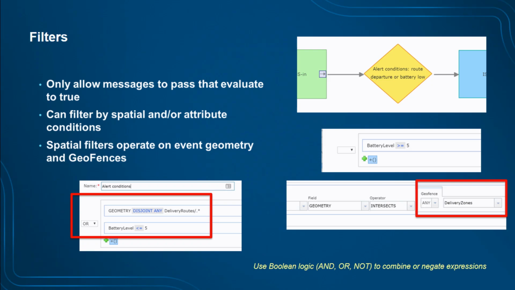So in the case of any sort of condition, whether it's in a processor or a filter, we can combine spatial and attribute conditions, and we can string multiple conditions using Boolean operators and or negate them with a not.